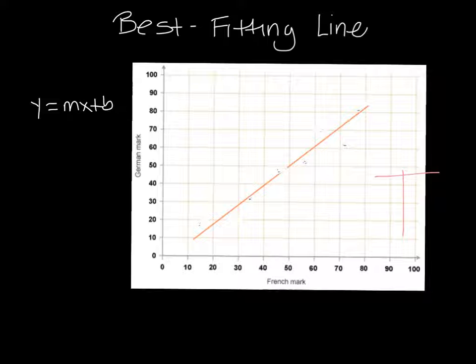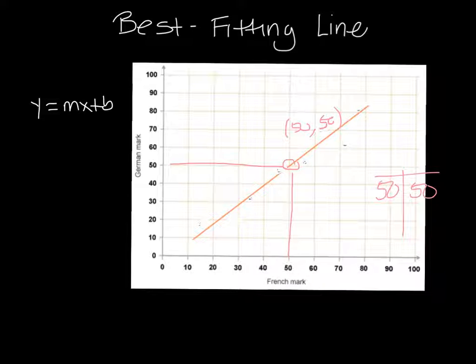What I am doing, however, is I'm looking for where this line crosses the grid. Okay, so there's a really good spot. Now that point right there, if I follow it down, x is 50. And if I follow it over, y is also 50. So that's one of the points that I'm going to use, 50, 50.